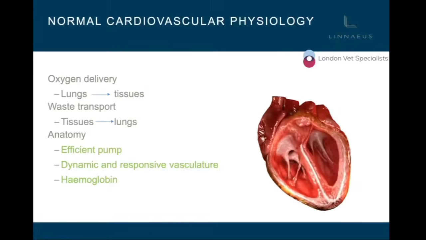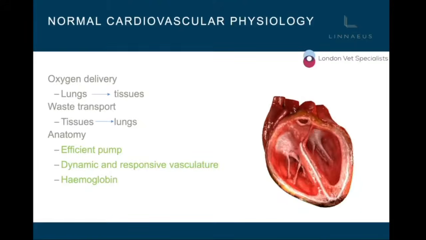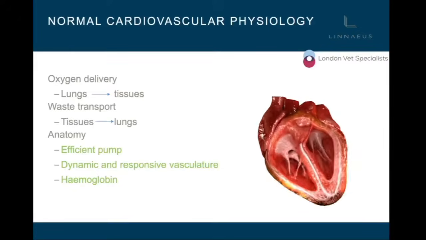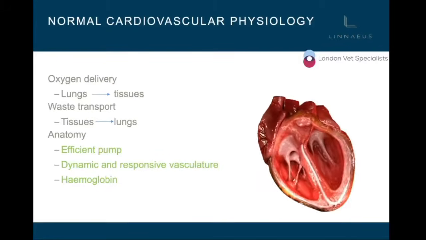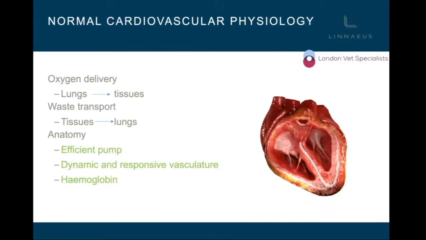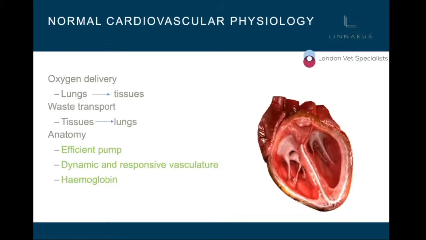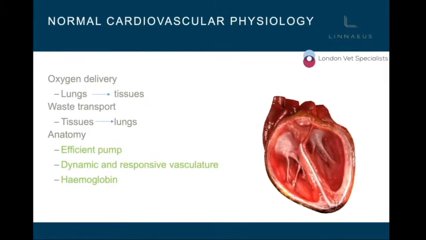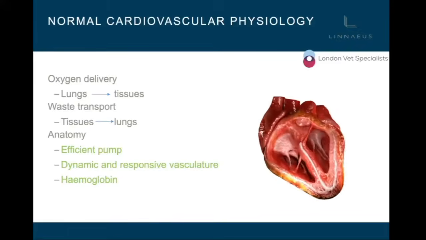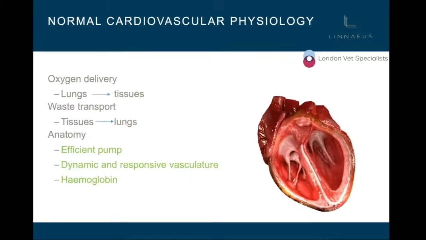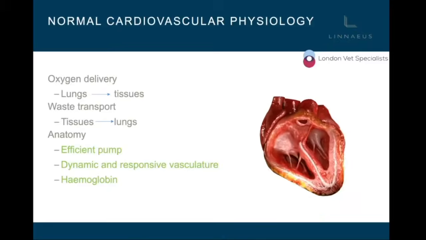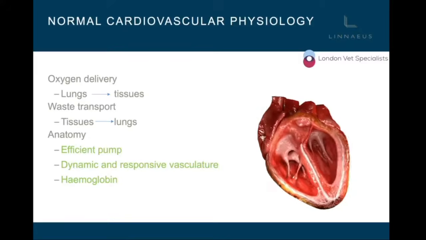The relevant anatomy which allows the cardiovascular system to perform these functions is that it should consist of an efficient pump, so the heart, and also a dynamic and responsive vasculature, which is your blood vessels, arteries and veins. In addition, hemoglobin is important for carrying oxygen around the body. So these three main anatomical features allow the cardiovascular system to do its job well.